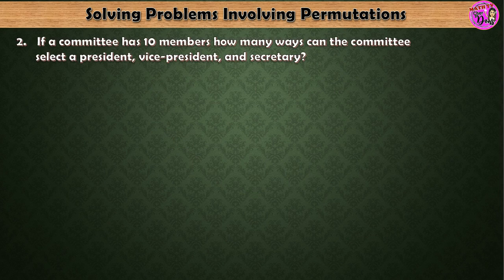Next problem. If a committee has 10 members, how many ways can the committee select a president, vice president, and a secretary? The value of n is 10. r is 3 because we're dealing with president, vice president, and secretary.